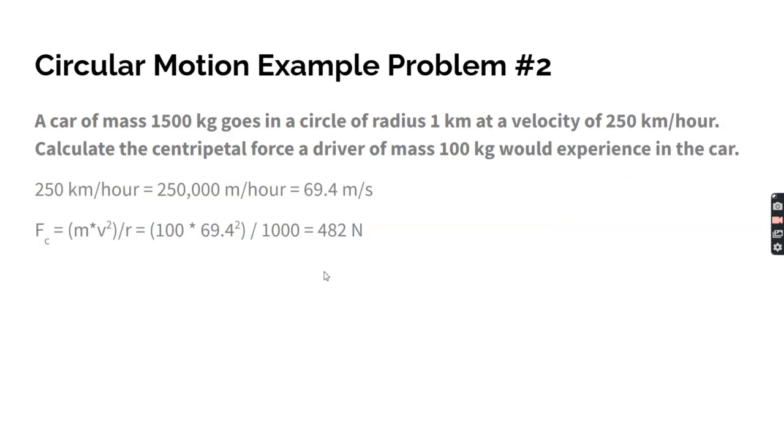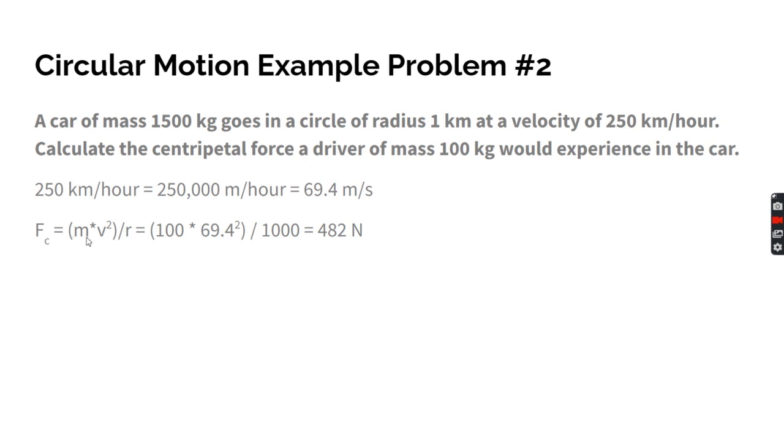So circular motion example problem, this is the second one. A car of mass 1,500 kilograms goes in a circle of radius 1 kilometer at a velocity of 250 kilometers per hour. Calculate the centripetal force a driver of mass 100 kilograms would experience in the car. So you have to first convert the speed here into the scientific notation units. So 250 kilometers per hour, you just convert it here, and you get 69.4 meters per second.